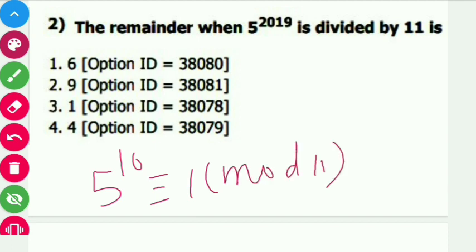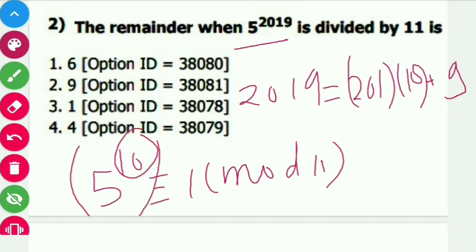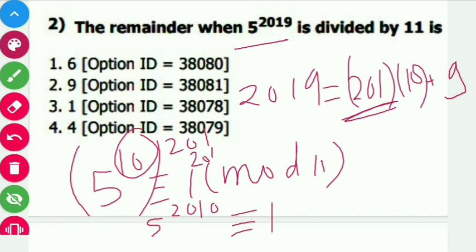Now we just have to reach 2019 from this 10. How to do this? We can write 2019 as 201 times 10 plus 9, right? So take the power 201 of this number, and this is just 1 raised to 201. So this gives us 5 raised to 2010 is congruent to 1. Now 1 raised to anything is just 1, so this is mod 11 as it is.